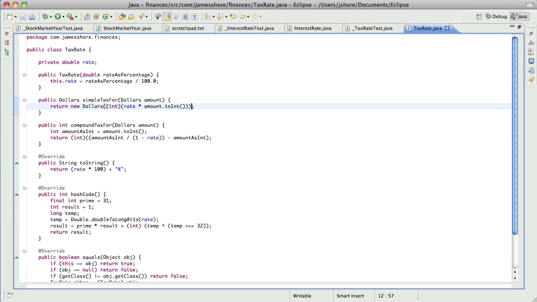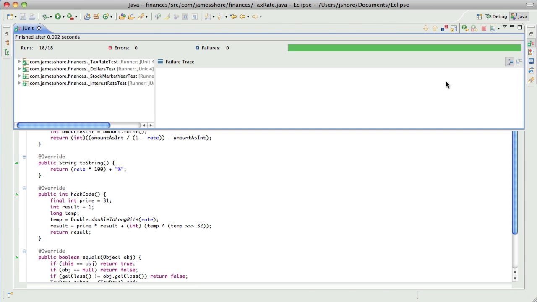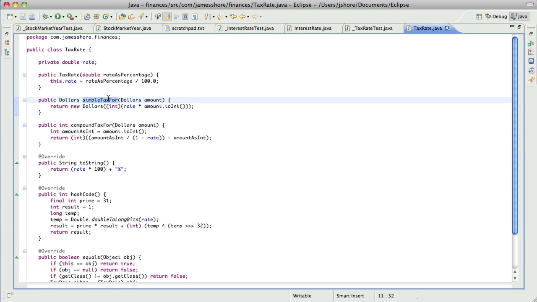That's passing, but something else should fail. No, I guess not. Why did simple... Oh, we're not using simple tax for it anywhere. That's why it didn't fail. Why did I write a method that we're not using anywhere? Maybe I shouldn't have, but it just seemed like part of the domain here.